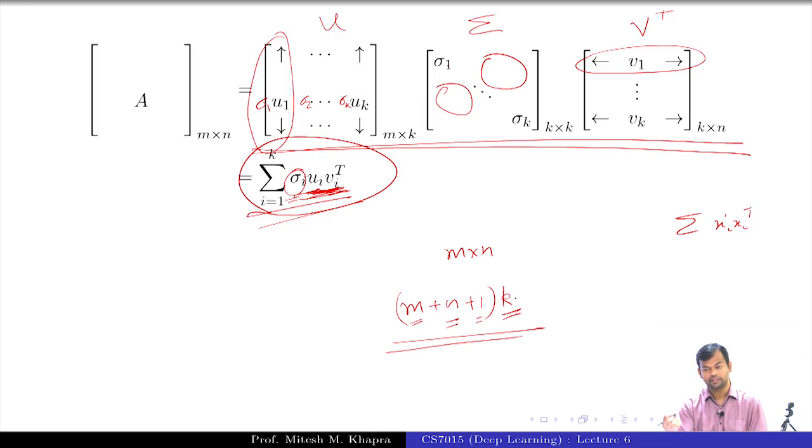Now if K is much less than M and N, which would typically be the case, then you are getting a much lower space reconstruction of the original data. You are doing this reconstruction smartly because you are not taking any K dimensions, you are taking the K most important dimensions, and this importance is defined by the singular values, the sigma i's. Is that fine?